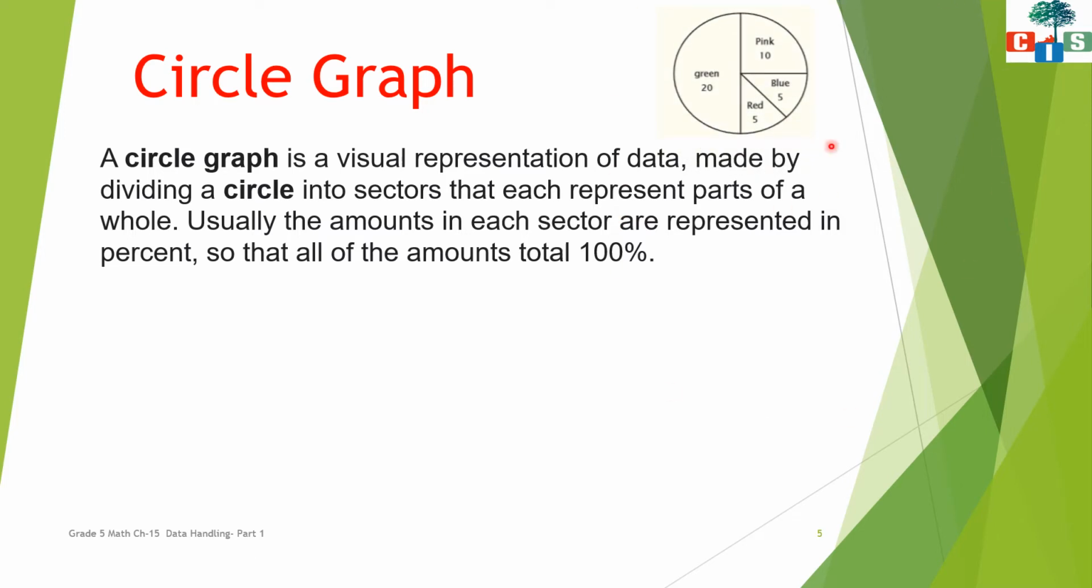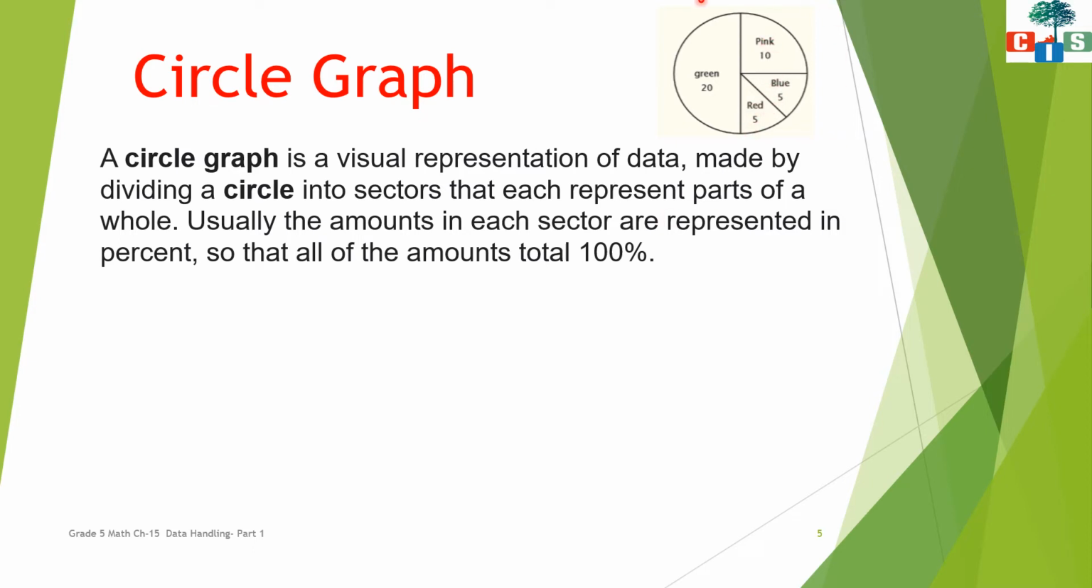Now let's see one example. See, this is a circle graph. It shows that green color is liked by 20 students, pink color is liked by 10 students, blue color is liked by 5 students, and red color is liked by 5 students. Here we have the same number of students liking blue and red.